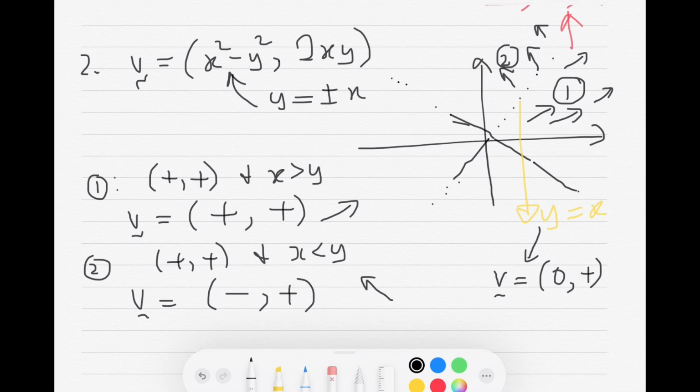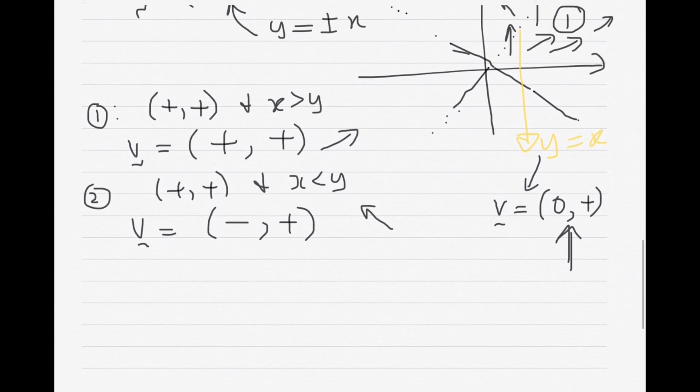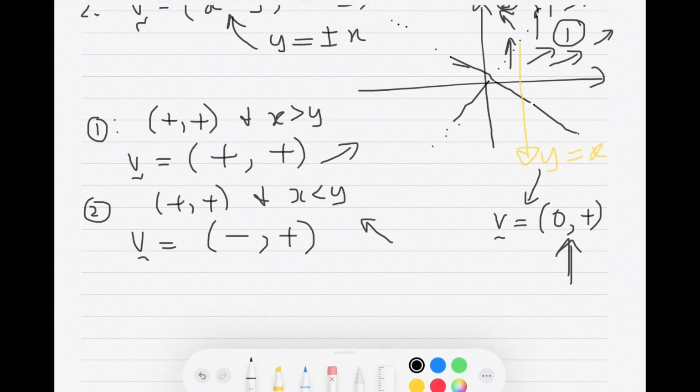So what we have is the vector field V having the profile 0, positive, and any vector field with components 0, positive will be pointing up along the positive y-axis. So what happens on the line, if you go back there, is we get arrows going up like so. Okay, now let's try to put that together, and make it look interesting. So this is what's happening in that first quadrant.